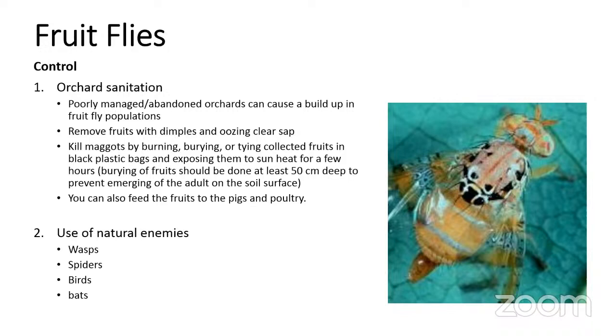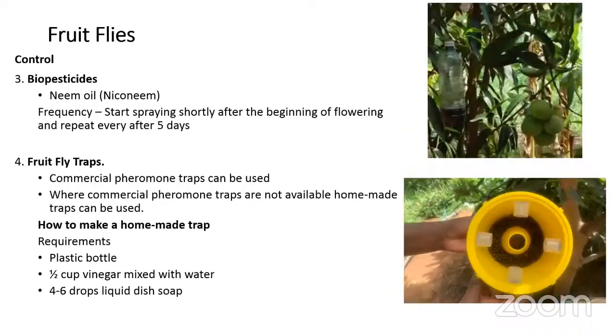Then the other natural enemy is birds. You see birds moving around and they like feeding on caterpillars, maggots. So leave the birds to visit your orchards. Don't kill them or put chemical baits to kill the birds. Then also if you have bats around, they also help in the control of fruit flies.